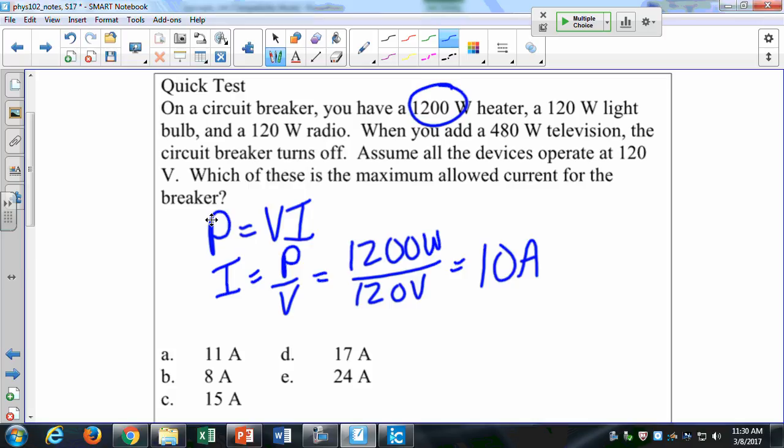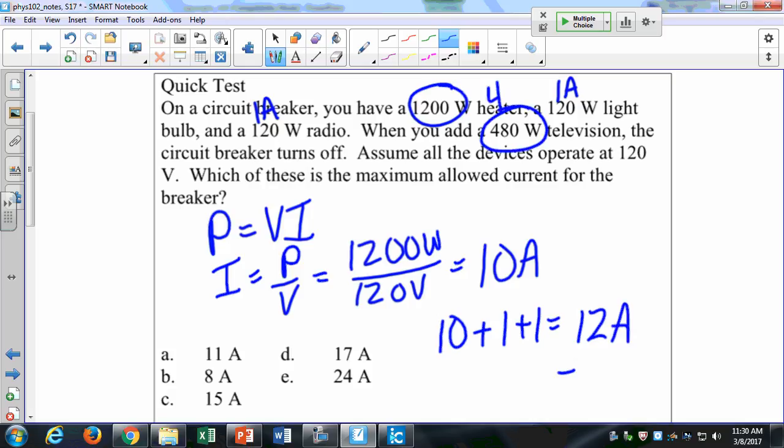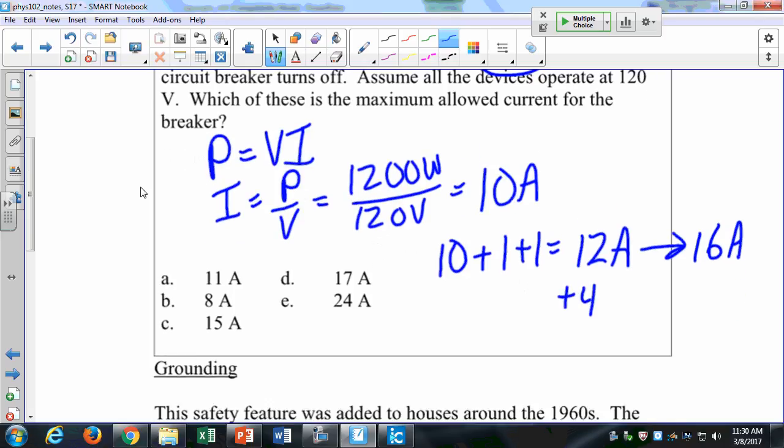Now we can do the same for these others. This is 1 amp, 120 over 120. This is 1 amp. So at this point, I have 10 plus 1 plus 1 equals 12 amps. And then I add another 4 amps. So I'm going from 12 to 16 when I add that TV. That means that the circuit breaker is somewhere between 12 and 16. And so C is the right answer. That's the only number that's greater than 12 but less than 16. All right.